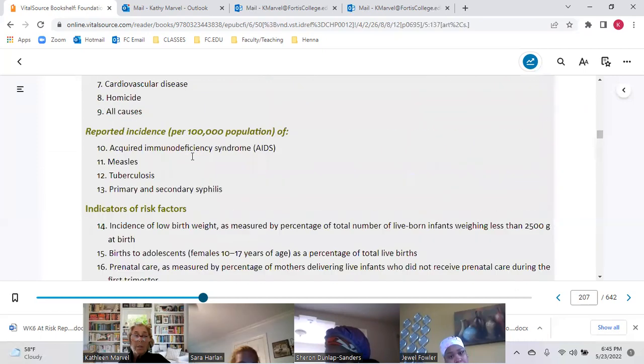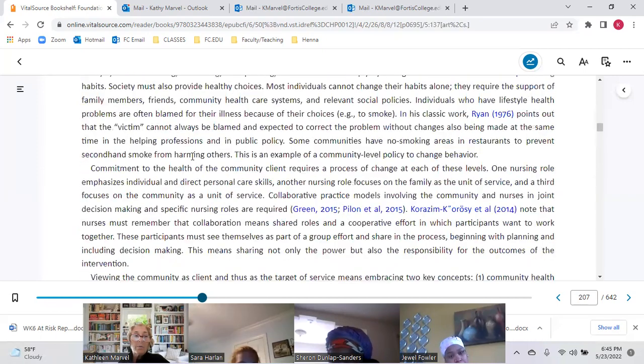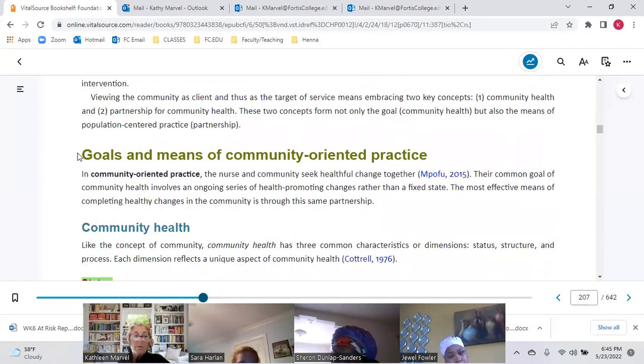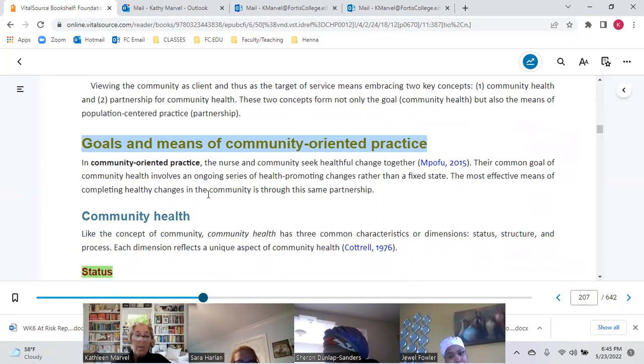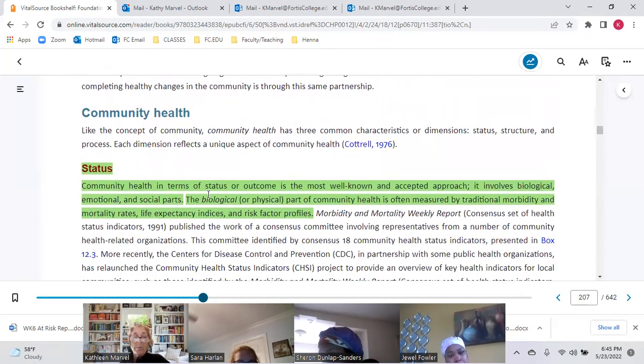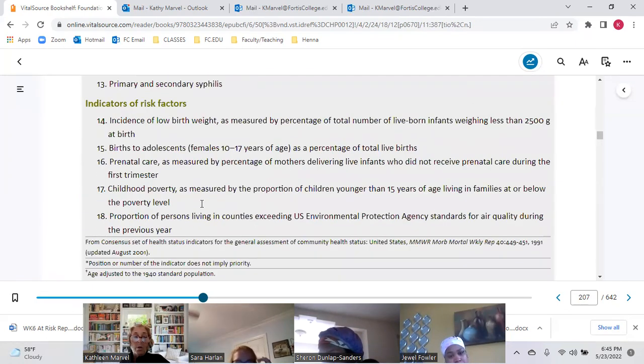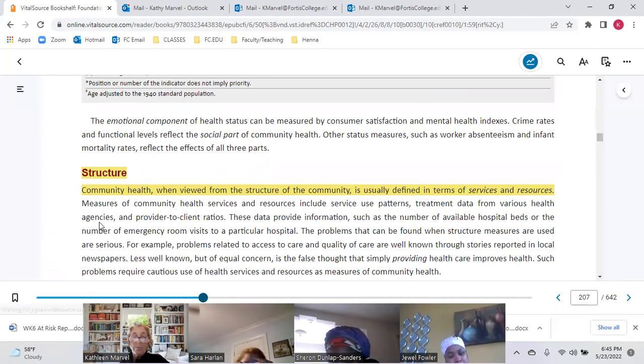Structure. Actually, let me go back here. Okay, this section is the goals and means of community-oriented practice. Okay, so we look at the status, which is what we just went through. We look at the structure. Okay, structure is defined by what kind of services and resources are made up in the community.